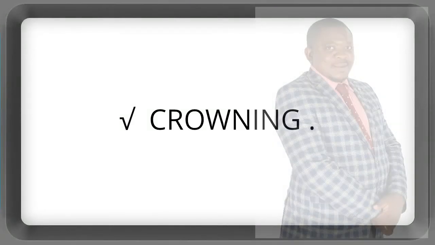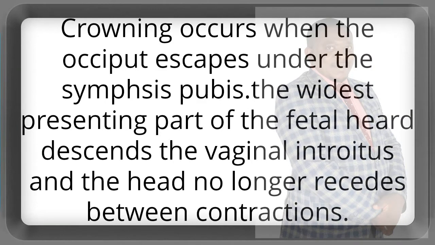Crowning. This occurs when the occiput escapes under the symphysis pubis. The widest presenting part of the fetal head descends to the vaginal introitus, and the head no longer recedes between contractions.